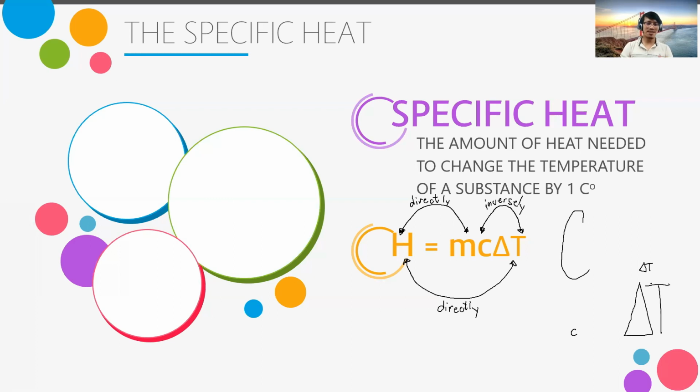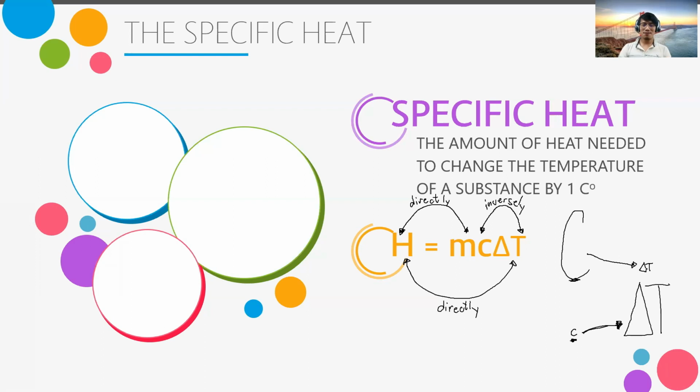Ang ibig sabihin nun, kapag maliit ang specific heat, napakabilis uminit. Kapag ang object natin maliit ang specific heat, napakabilis uminit. There is a very high change in temperature. Now, kapag malaki ang ating specific heat, napakabagal niya uminit. There is only a small change of temperature.